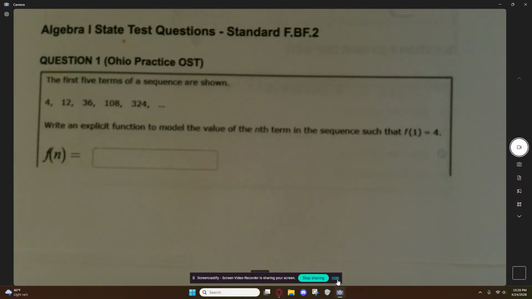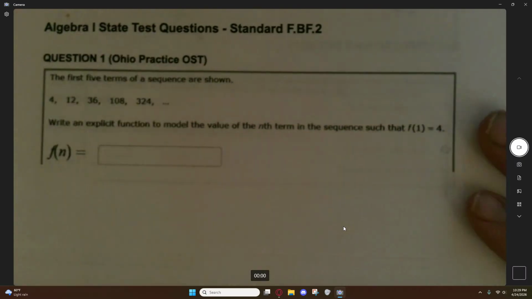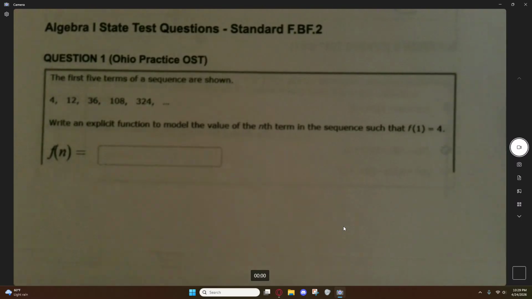Alrighty, welcome back to another Algebra 1 state test review video. Today we're talking about standard F.BF.2. We're finally getting into functions. If you remember when I talked about the blueprint for the test, functions make up roughly about 50% of the test sometimes. So these are an important set of standards to know. So let's hop right in.